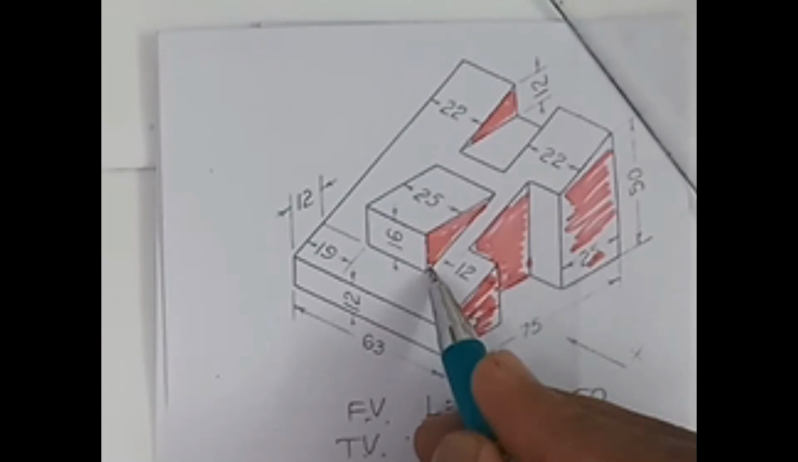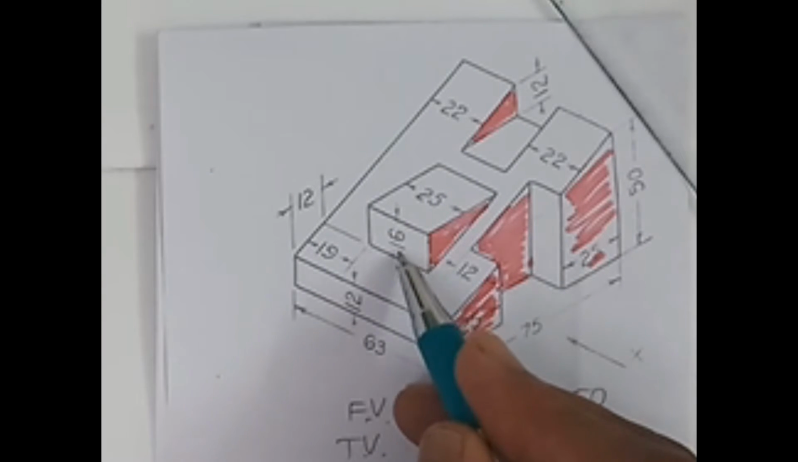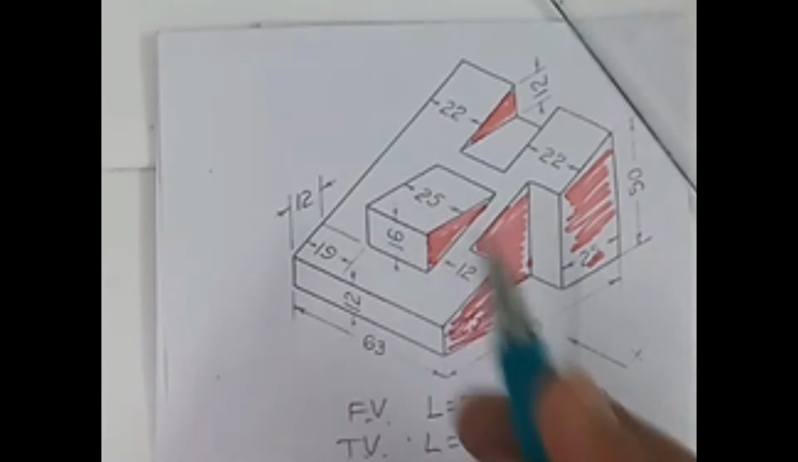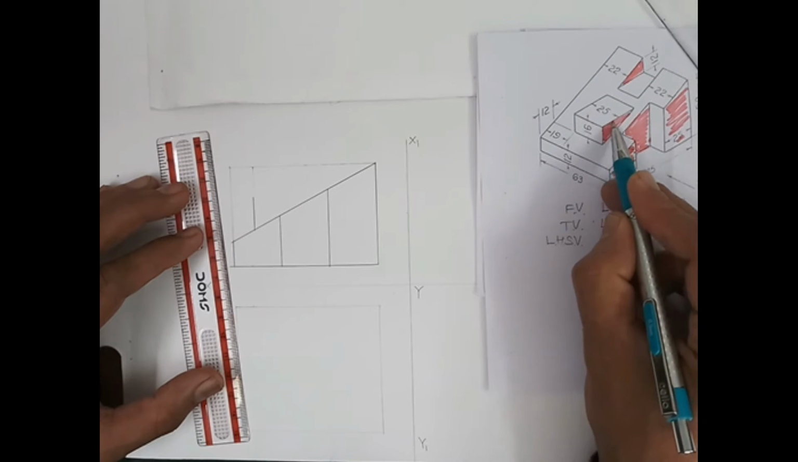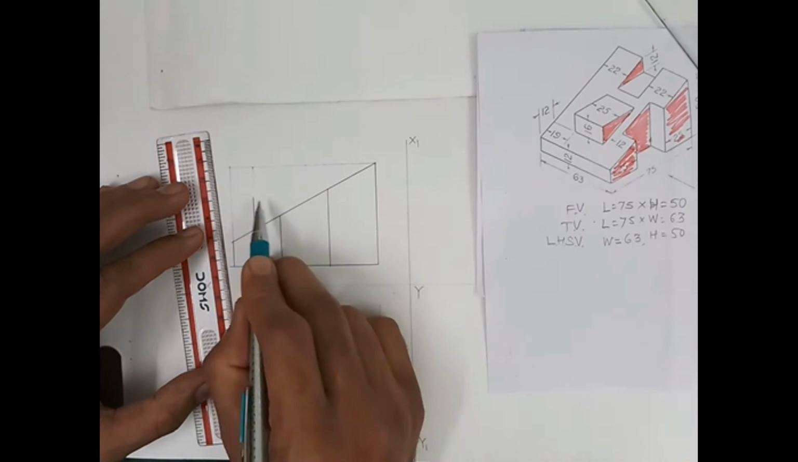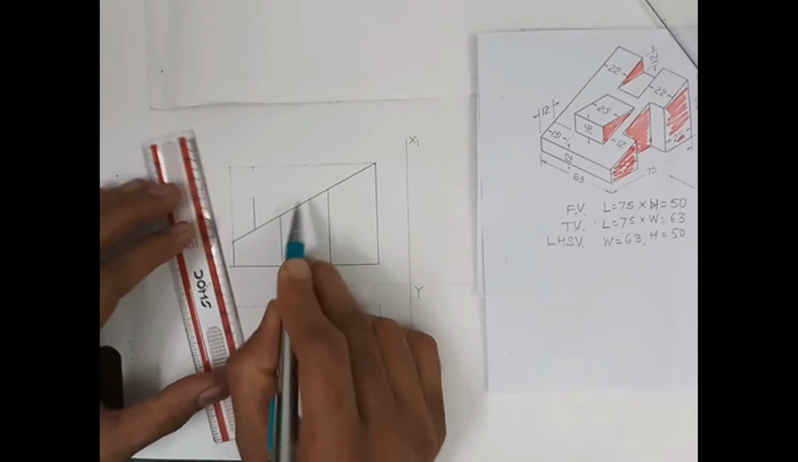From here we have to now start constructing this part. Now this part has a height of, you can see, 16 mm. This distance is given as 16. So from here measure 16 upwards. Okay, and now you can see this line is horizontal. So from here, wherever it intersects with this inclined surface, you will get that horizontal surface.